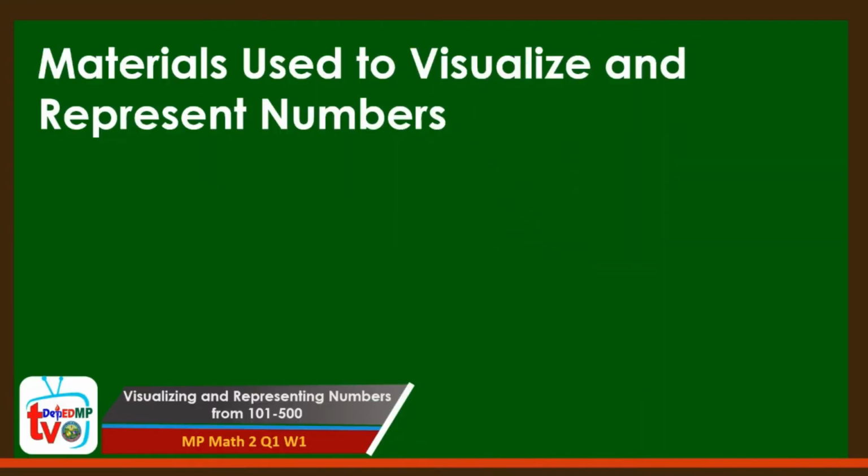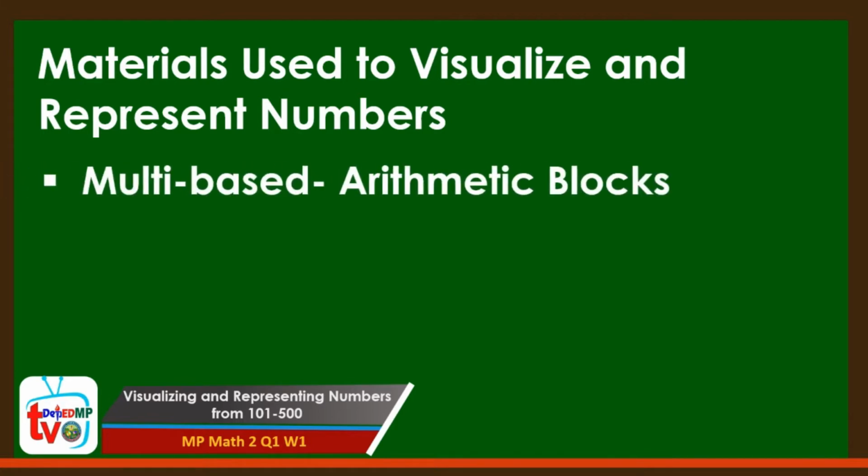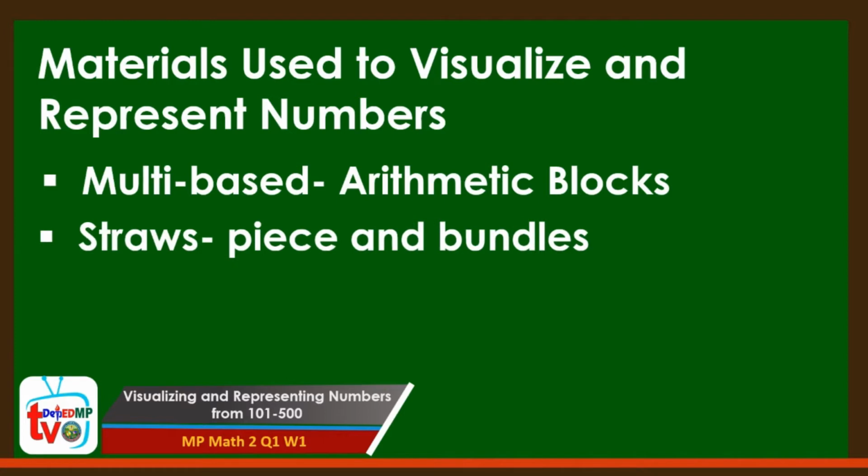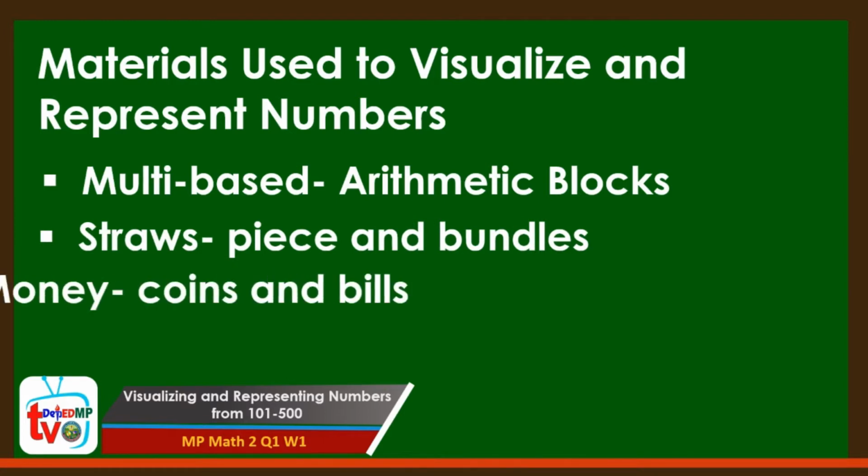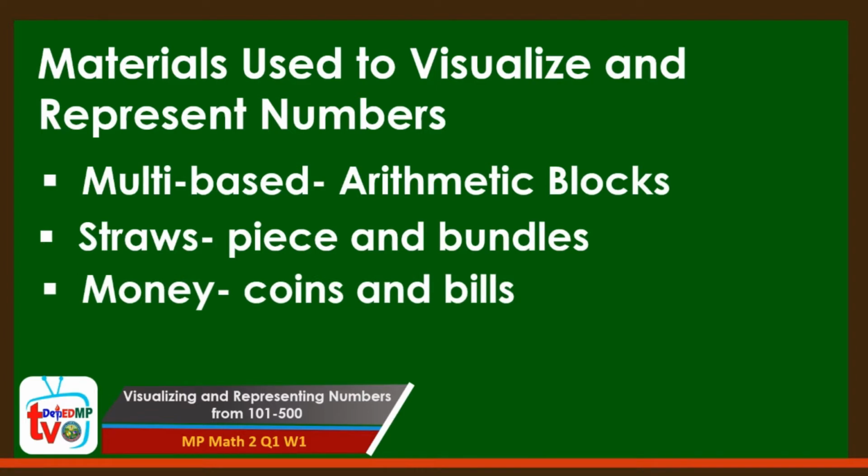Continue with our lesson. Let's learn about mathematical words and materials that will help us understand our lesson for today. We have 3 materials used to visualize and represent numbers. Number 1 is multi-base arithmetic blocks. Number 2, straws that are grouped in pieces and bundles. And then we have money, that is coins and bills.